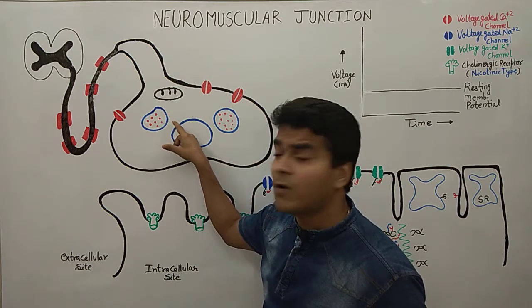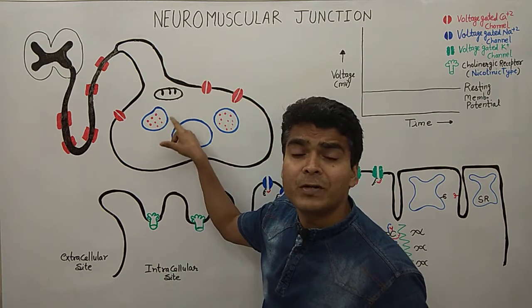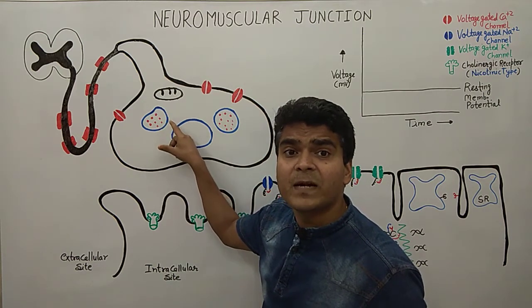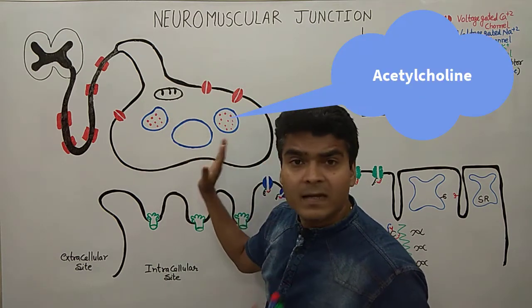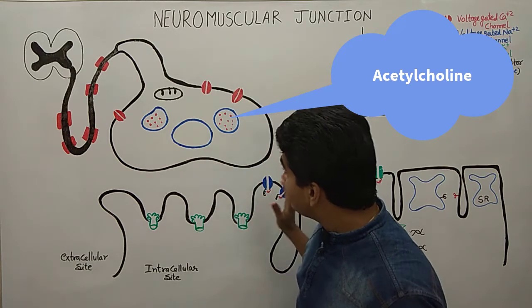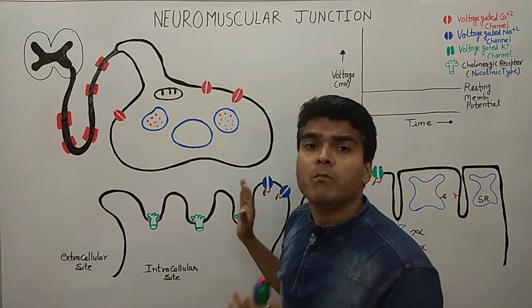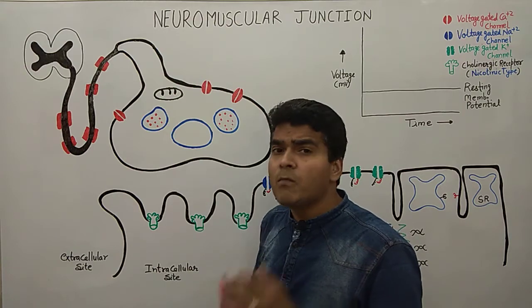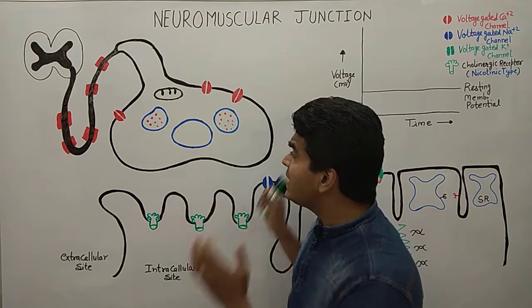These red dots are known as neurotransmitters. This is particularly acetylcholine. Clear everyone? I am just showing you with a model. I will explain this same structure through the model, what happens in it.